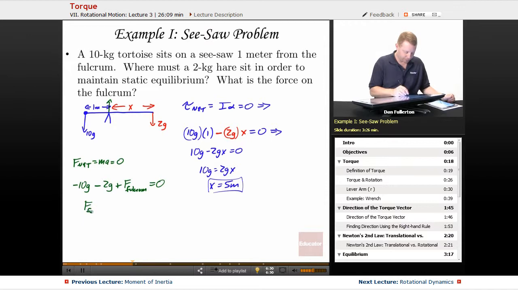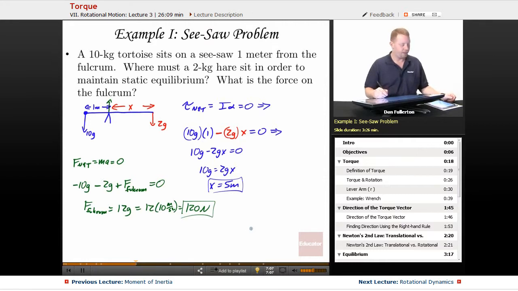Therefore, the force of our fulcrum must equal 12g, which is 12 times g, 10 meters per second squared, which is going to be 120 newtons. A fairly straightforward example, but we'll do some more here.